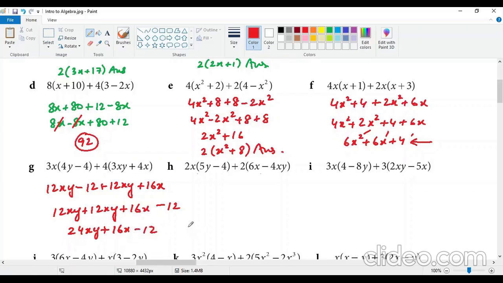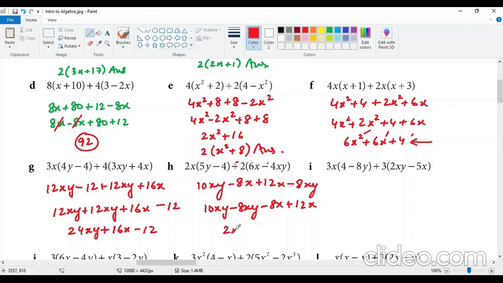This gives you 10xy minus 2 times 4 is 8x plus 2 times 6 is 12x, plus minus will give you a minus 4 times 2 is 8xy. 10xy minus 8xy minus 8x plus 12x. So this gives us 2xy and plus 4x.